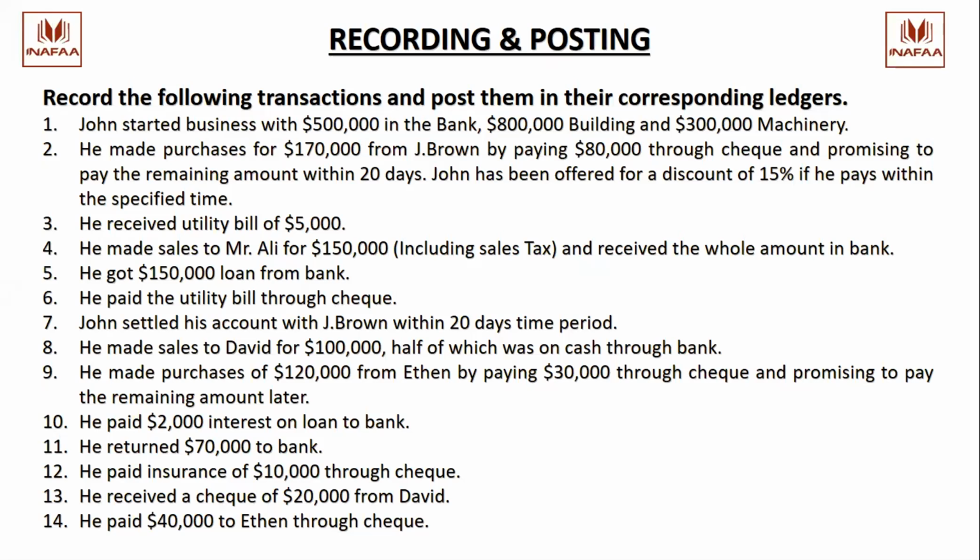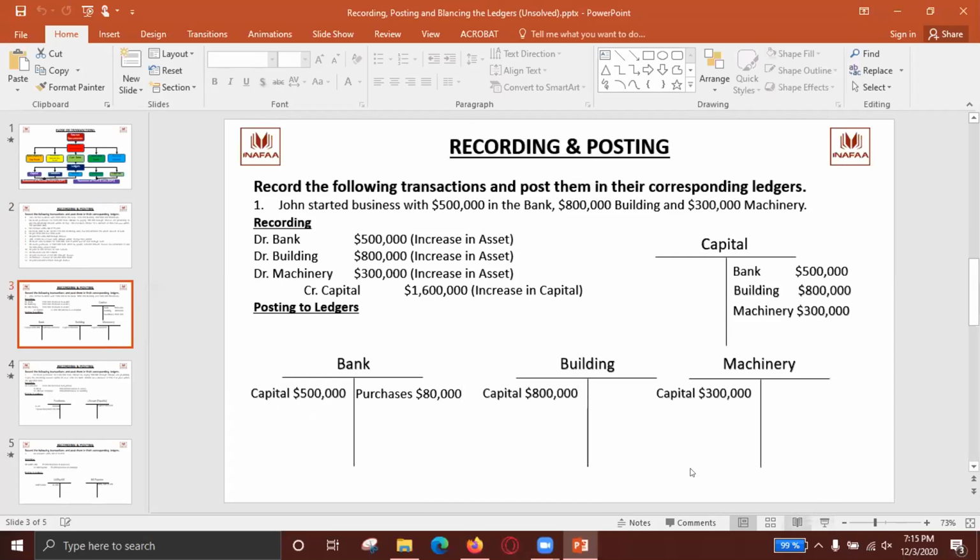Okay, let's move to the next page. You just see that this is the first transaction. John started business with $500,000 in the bank, $800,000 building, and $300,000 machinery. I told you that consider yourself a business. Then you will see that there are some assets which are increased in the business. The name of those assets are bank, means 500,000 is increased in the bank.